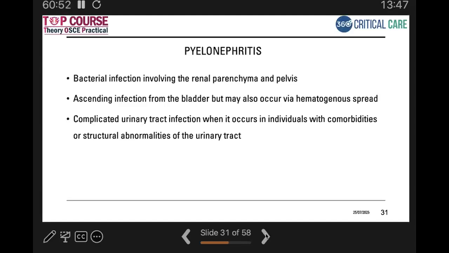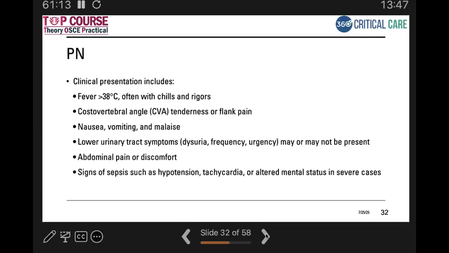Usually pyelonephritis tends to happen in patients who have underlying risk factors. That is most commonly diabetes, immunosuppression, urinary tract manipulation by means of any procedures, instrumentation, catheters, and institutionalization. Pyelonephritis will present with symptoms like fever, costovertebral angle tenderness, nausea, vomiting, malaise, and associated lower urinary tract symptoms may or may not be present.